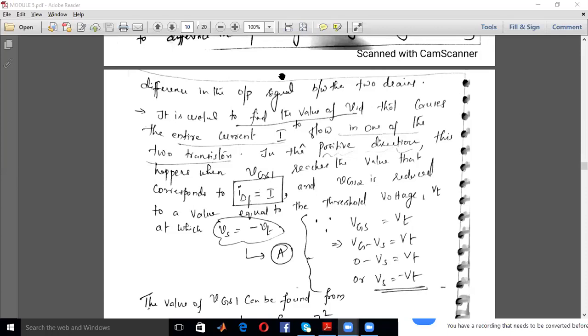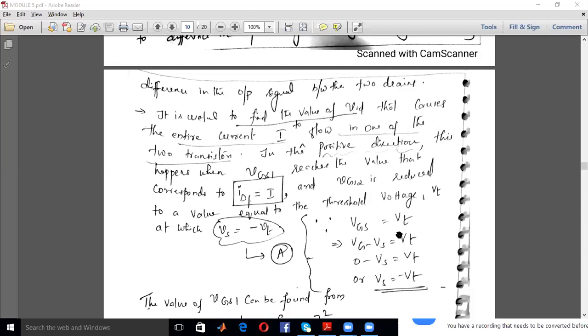Okay, so in the positive direction, don't misunderstand this, positive direction means VID is positive. VID means VGS1 minus VGS2. So VGS1 is positive and reaches the value that corresponds to ID1 equal to I. And VGS2 is reduced in such a way that there is no current flowing through Q2. But the thing to be maintained is that at least this gate source voltage should be equal to the threshold voltage. That you have to maintain.